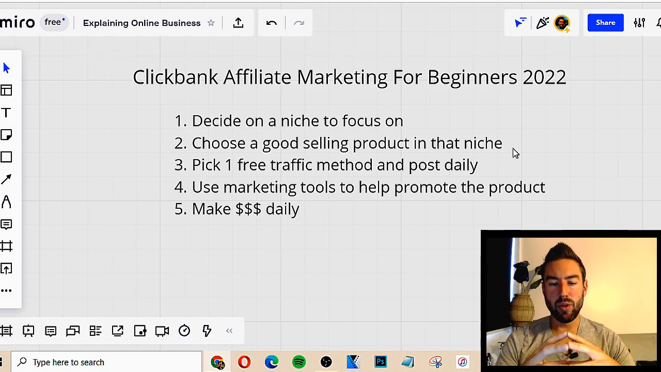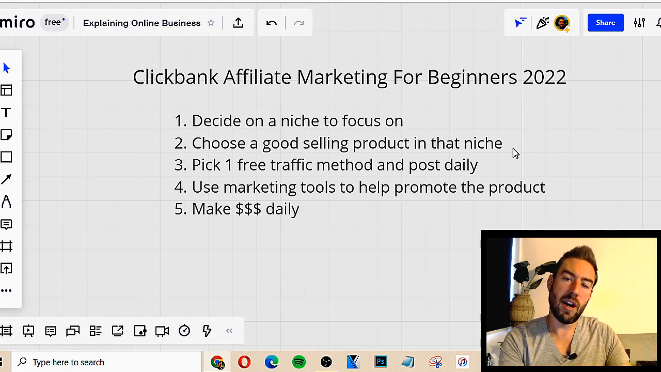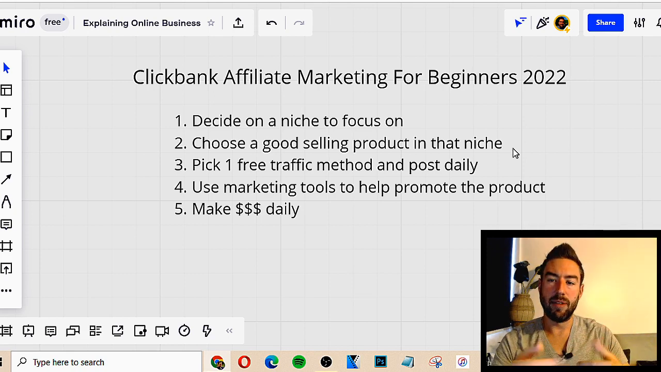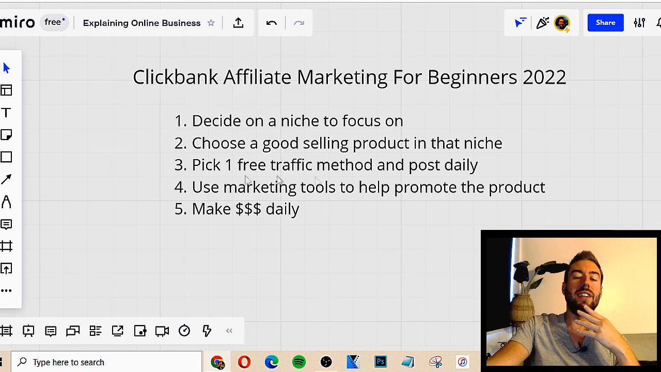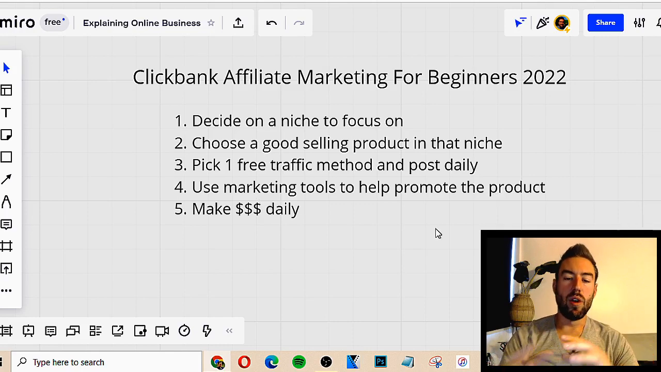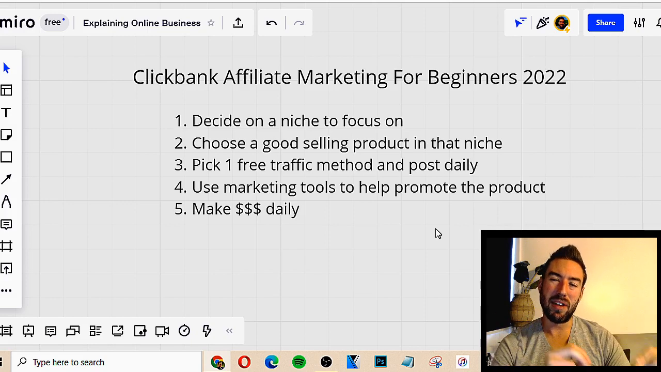So again, we want to actually focus on one so you can put all your laser target on that one thing so you can learn what's working. Now, you may not know what to post, how to post. That's when step 4 comes in. So what we want to do is we want to use the marketing tools that the product on Clickbank supplies for us to help promote the product.